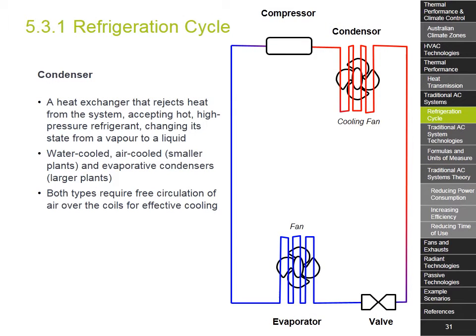The condenser is a heat exchanger that rejects the heat from the system, accepting hot, high-pressure refrigerant and changing its state from a vapor to a liquid. In larger plants, the most common type of condenser used is the evaporative condenser, or cooling tower, whereas in small plants, air-cooled condensers are most common. Both types of condenser require free circulation of air over the coils for effective cooling.